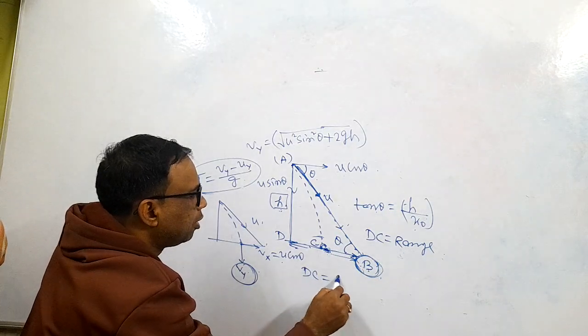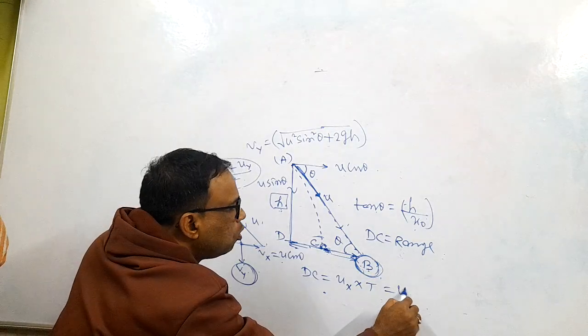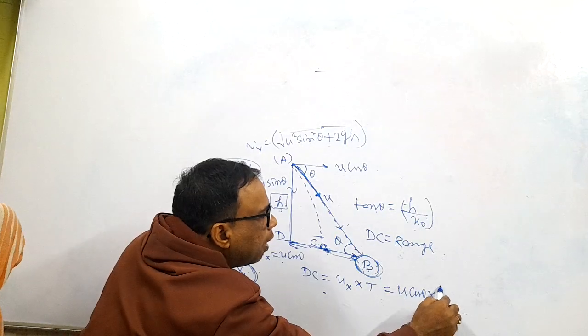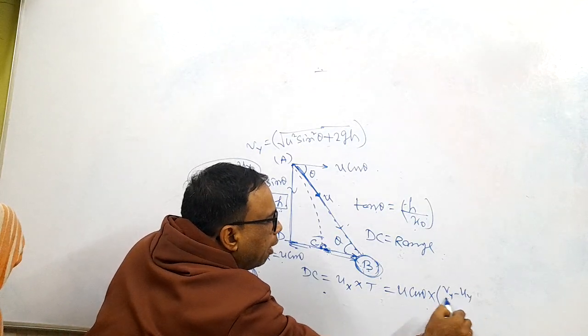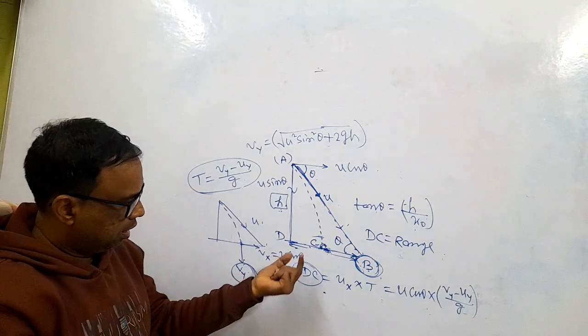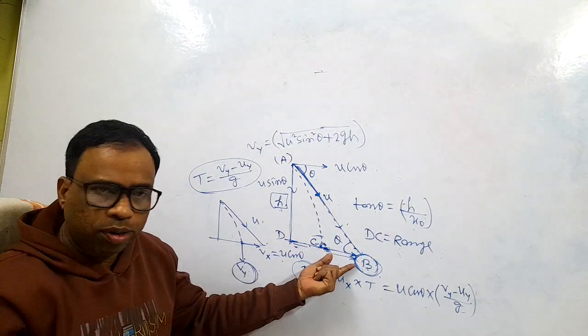DC is nothing but ux into t, so u cos theta into t. Here t is Vy minus uy by g, and you get the result DC. You get the distance DC, and you know BD.